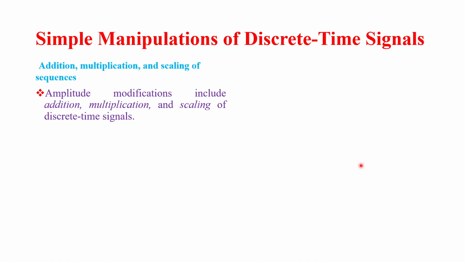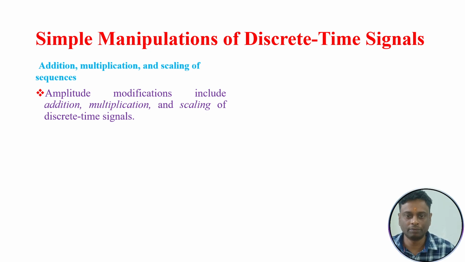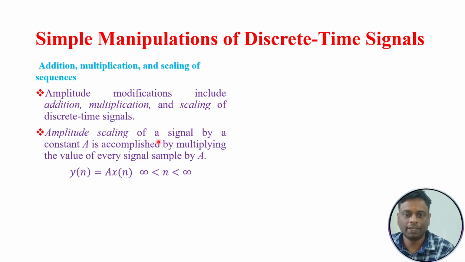Next, where we have done the time modification, now it is the amplitude modification. Amplitude modification includes the addition, multiplication, and scaling of discrete time signals. Amplitude scaling means a signal that is multiplied by A. It is accomplished by multiplying every sample by A.